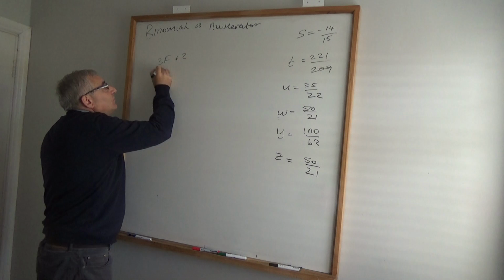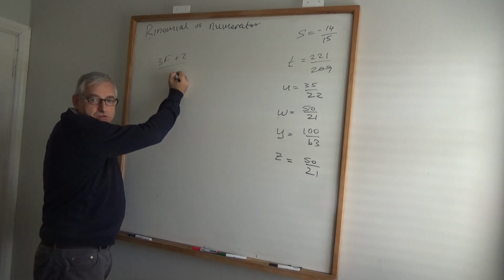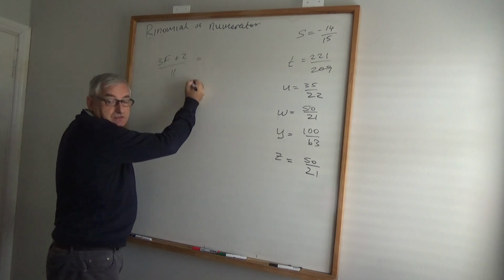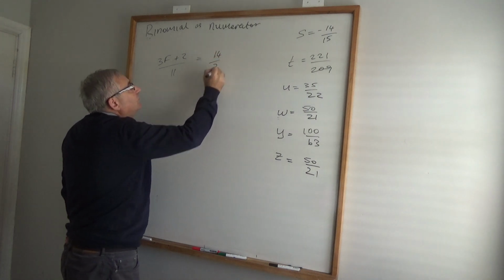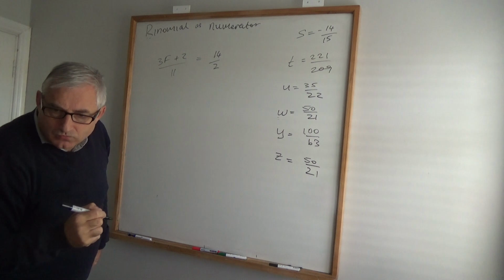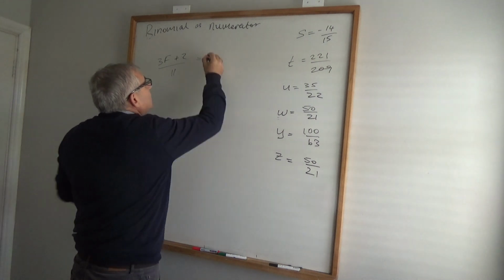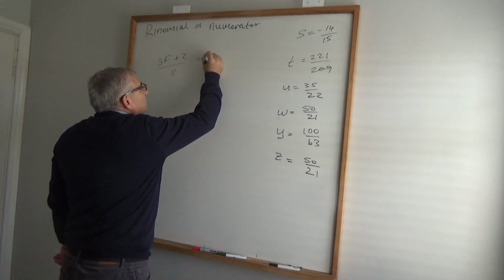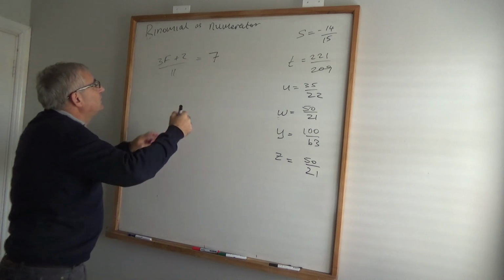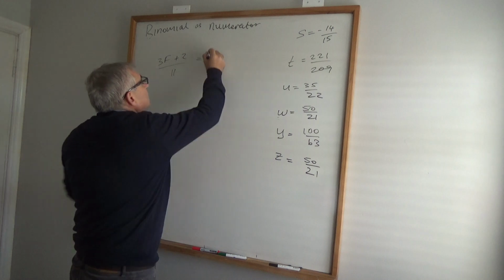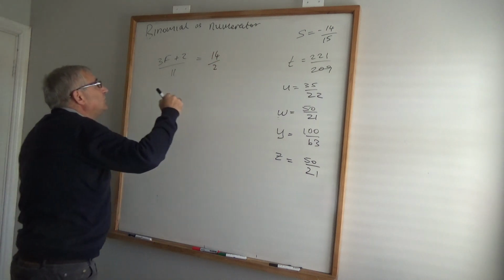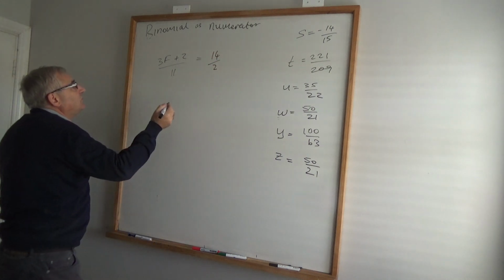(3f + 2)/11 = 14/2. Oh, that's weird. Okay, that could have been just 7 then. Sorry about that, but there's nothing wrong with it. I'll tell you what, let's pretend you didn't reduce that. It does reduce and it simplifies, but let's pretend you didn't reduce it.